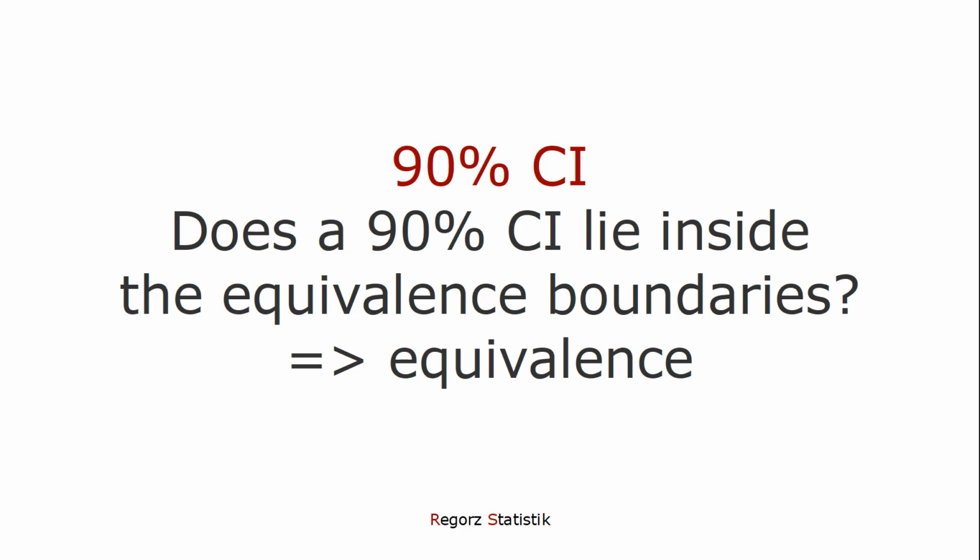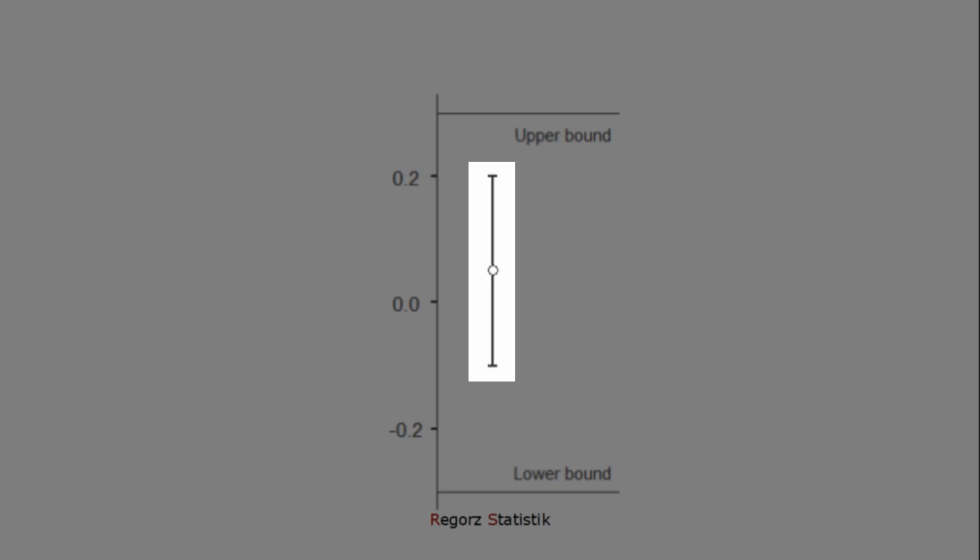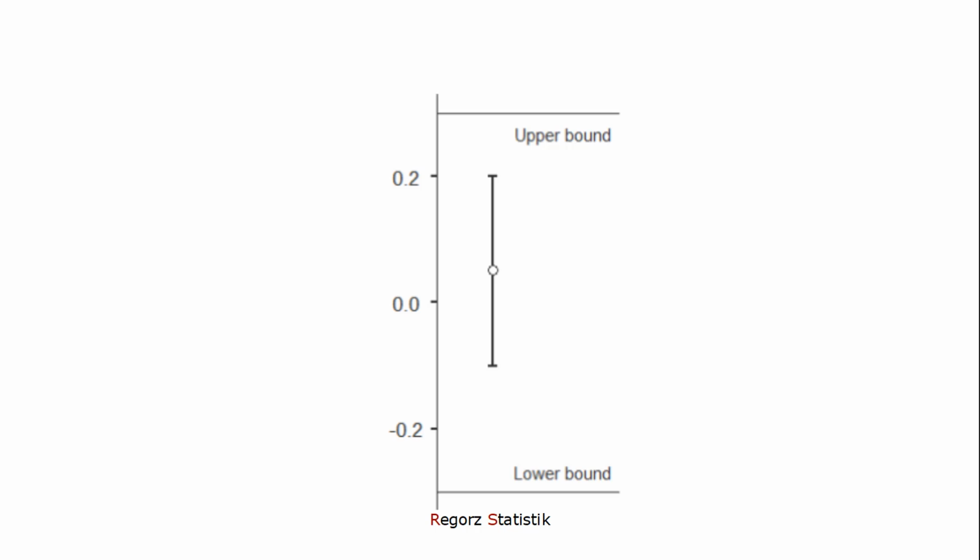And there's a second approach that leads to the same conclusions, that is constructing a 90% confidence interval for our effect. And if this confidence interval lies completely within our equivalence boundaries, then we can conclude equivalence. So we have our lower bound and our upper bound, and here our confidence interval lies completely within those boundaries. Therefore, our effect is equivalent to zero, based on our decision about the boundaries.